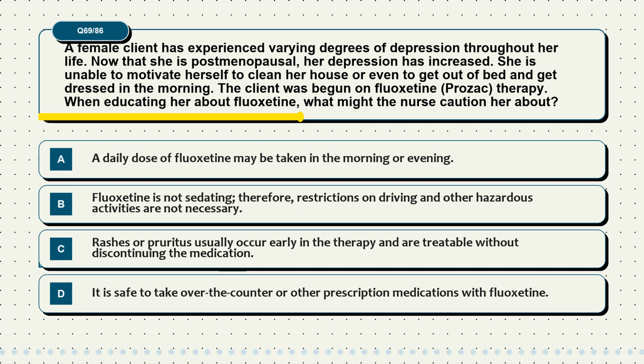Here are the options. Option A: a daily dose of fluoxetine may be taken in the morning or evening. Option B: fluoxetine is not sedating. Therefore, restrictions on driving and other hazardous activities are not necessary. Option C: rashes or pruritus usually occur early in the therapy and are treatable without discontinuing the medication. Option D: it is safe to take over-the-counter or other prescription medications with fluoxetine.